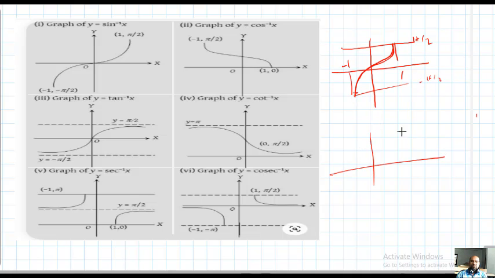The cos inverse graph should be remembered like this. This is 1, this is -1, this is pi, this is 0. So the domain is -1 to 1, and the range is minus pi by 2 to pi by 2 for sine inverse. Closed interval for both. Here also closed interval for both.